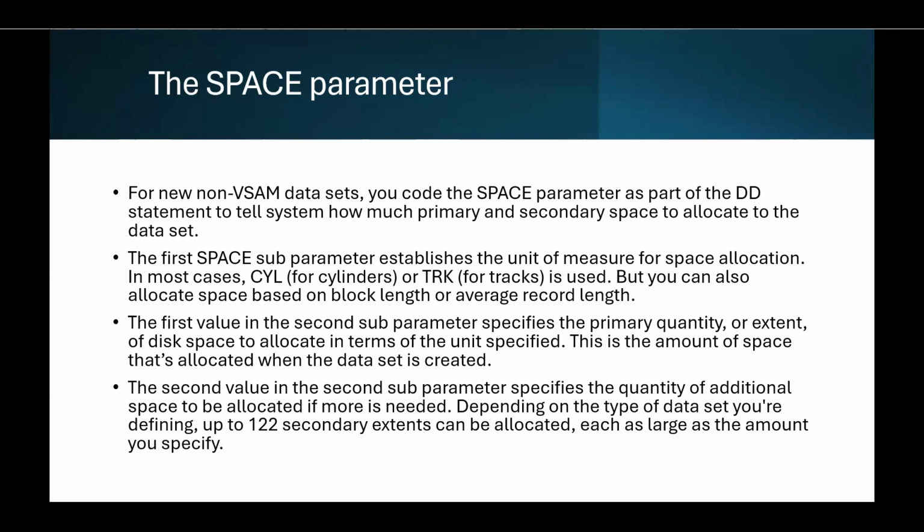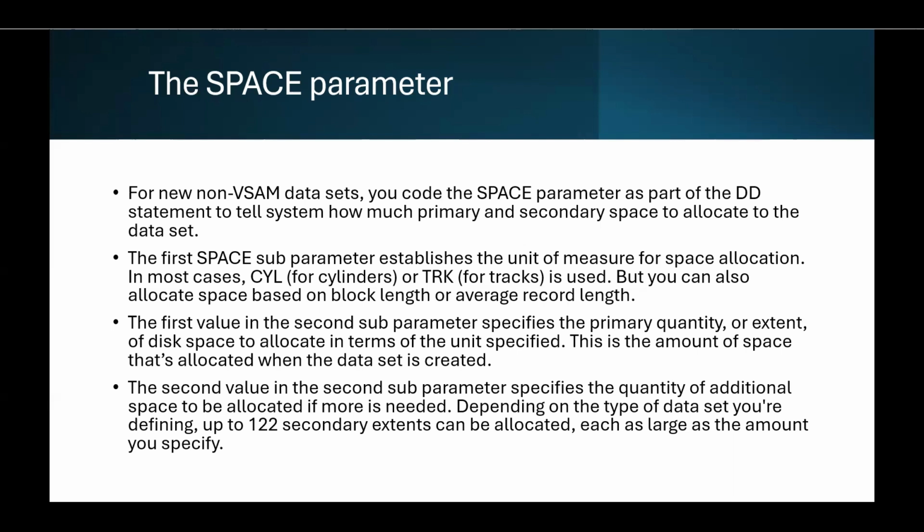The first value in the second sub parameter specifies the primary quantity, or extent of disk space to allocate, in terms of the unit specified. This is the amount of space that is allocated when the dataset is created. So what is the primary quantity? It is the amount of space allocated when the dataset is created. For example, you can use n value as cylinders, for example 10, 15, n number. So that is all about your primary value, and you also have the secondary value.